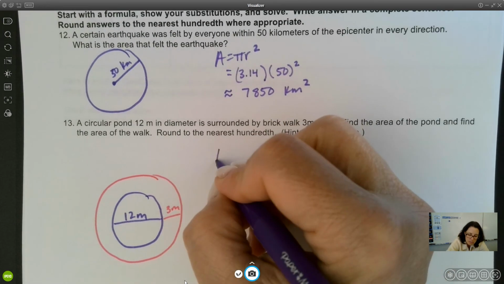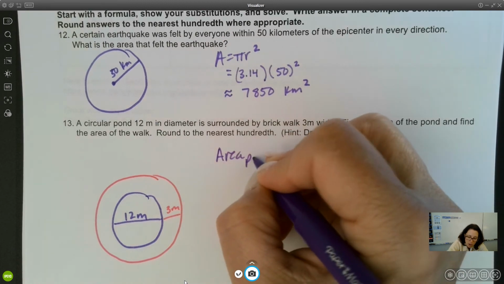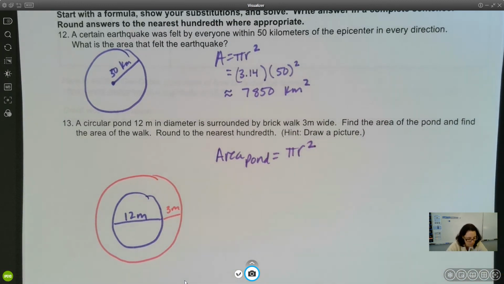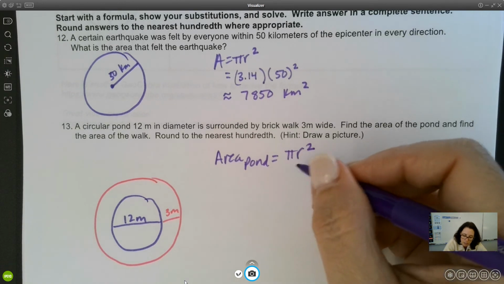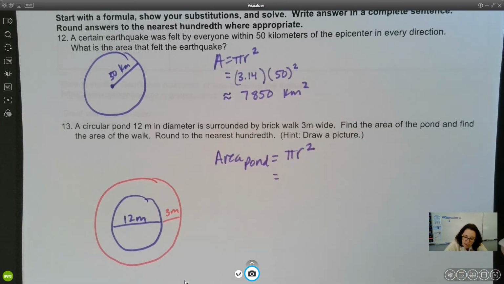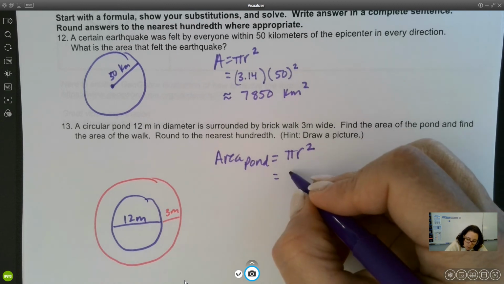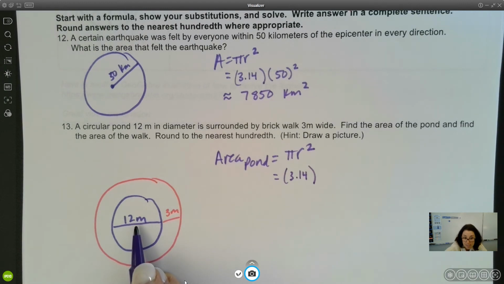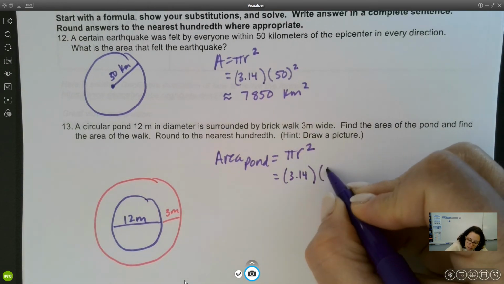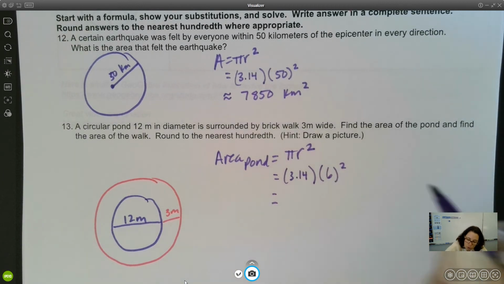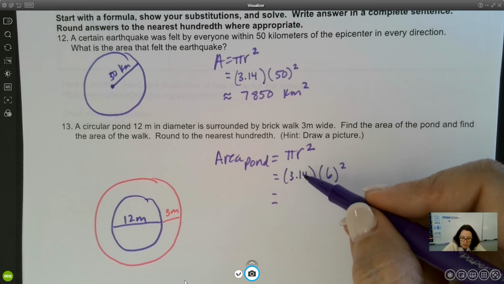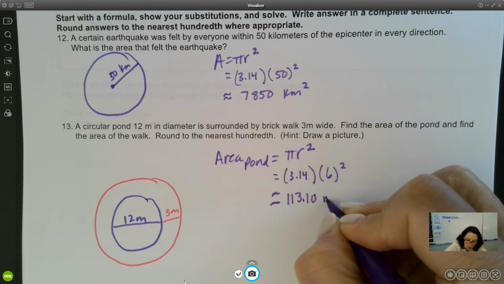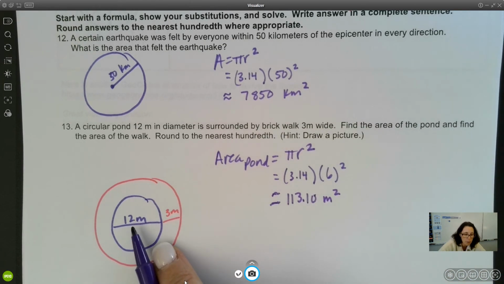All right, so let's find the area of the pond. Pi r squared. We're going to round to the nearest hundredth. So pi is 3.14. The radius of the pond is 6. So you're doing in your calculator 6 times 6 and then times 3.14, and that's roughly 113.10 meters squared. So that's the area of the purple pond.